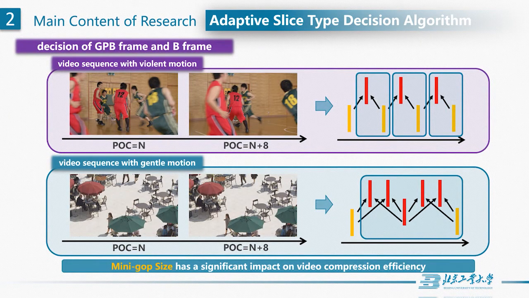Analyzing the motion characteristics of the video sequence, it can be seen that the content of a video sequence with violent motion varies greatly in 2 successive frames, while the content of a video sequence with gentle motion is almost the same in 2 successive frames. If the same miniGOP size is used for videos with different motion characteristics, we can find that the difference in coding efficiency of the 2 videos will inevitably be large. So, the miniGOP size has a significant impact on video compression efficiency.